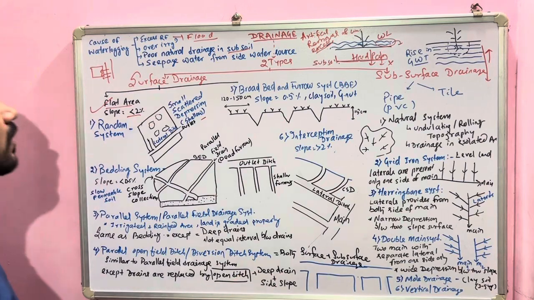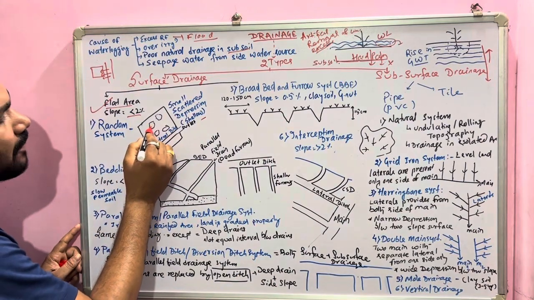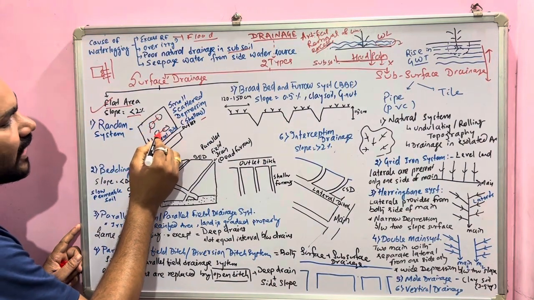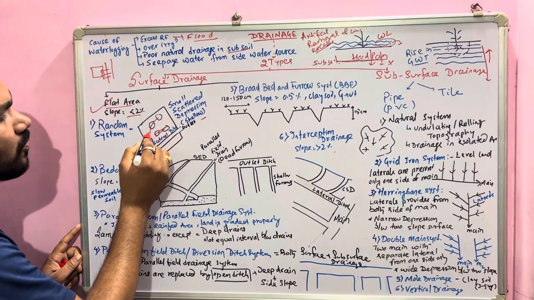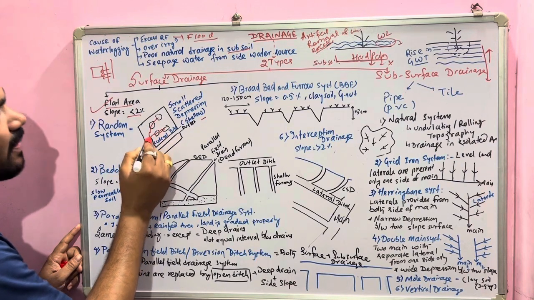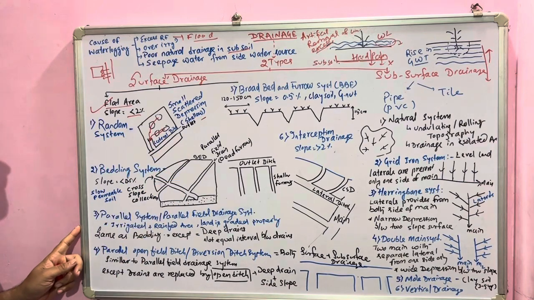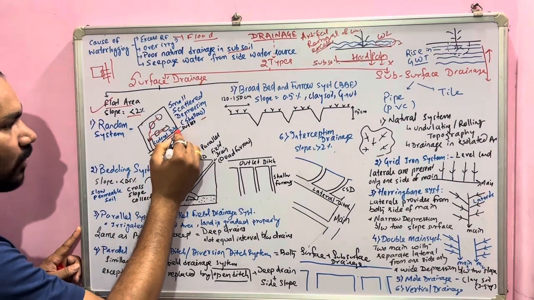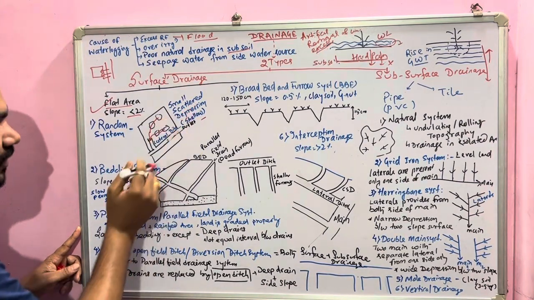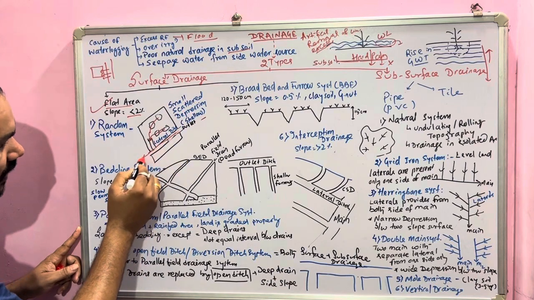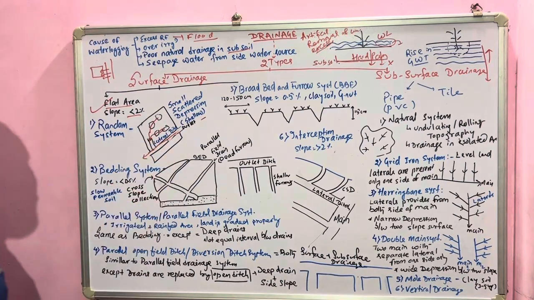Hence what I will do, I will connect all the depressions and make a channel of water, and all the water will be collected into a lateral ditch, and through the outlet, this is my outlet, and you can see here, this is the slope, and through the outlet all the water will be getting drained out.